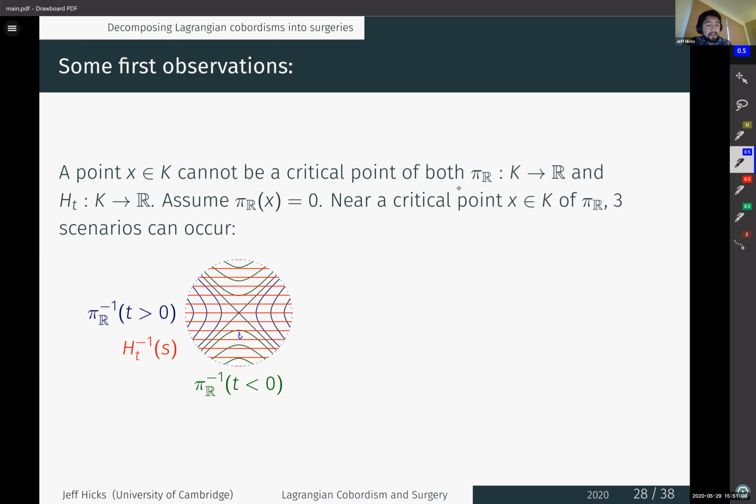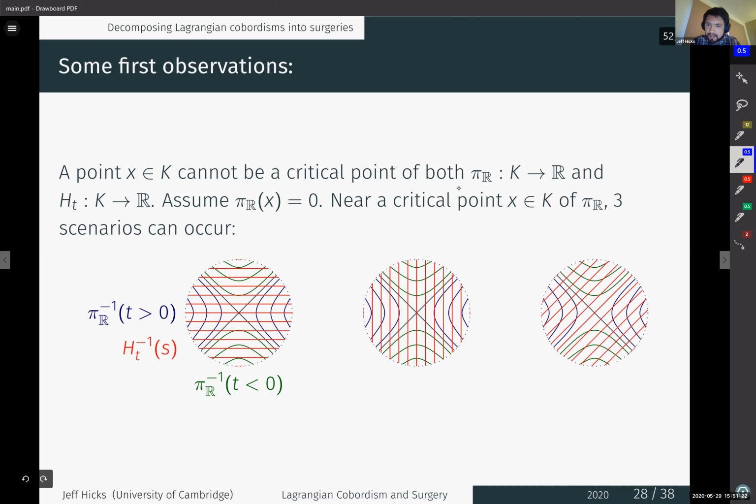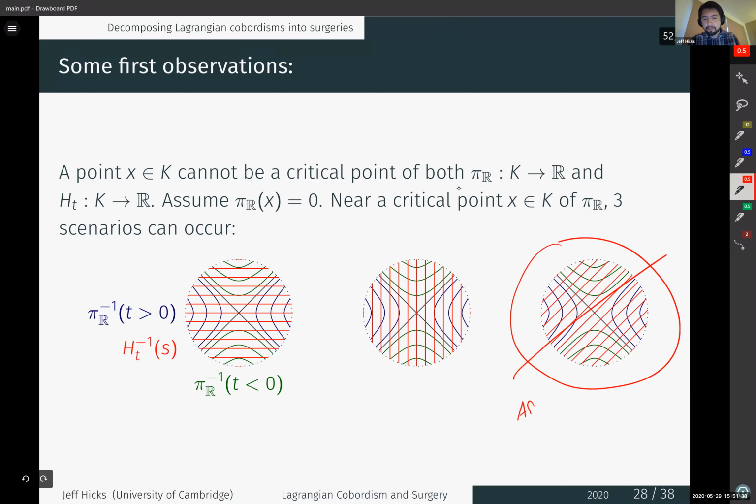The first scenario is that the level sets of H have a gradient which points in the negative direction of the level sets of R. The second scenario is that the level sets of H have a gradient which points in the positive cone of the projection of R. And the third scenario is that the level sets of H are somehow tangent to the level sets of R at 0. Now, this case is bad, but you can remove it after applying another Hamiltonian isotopy.